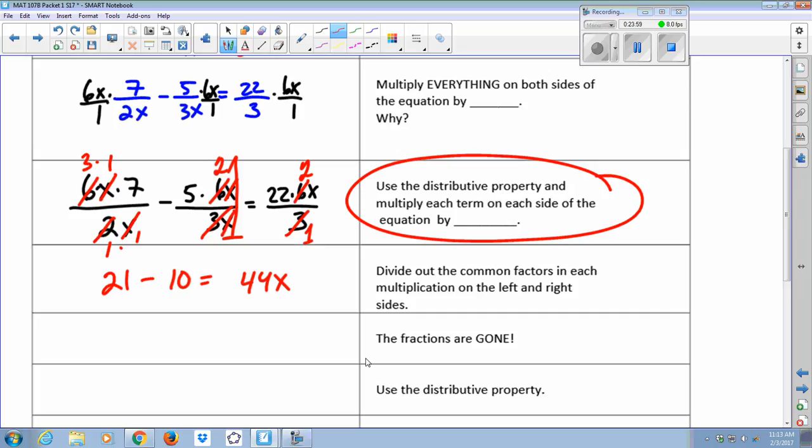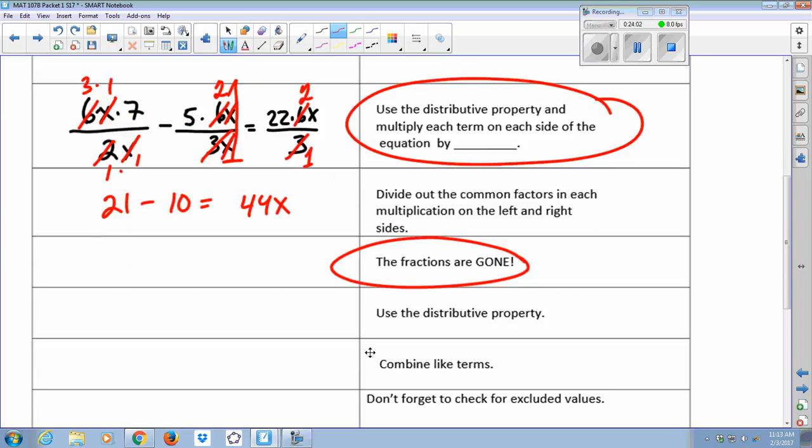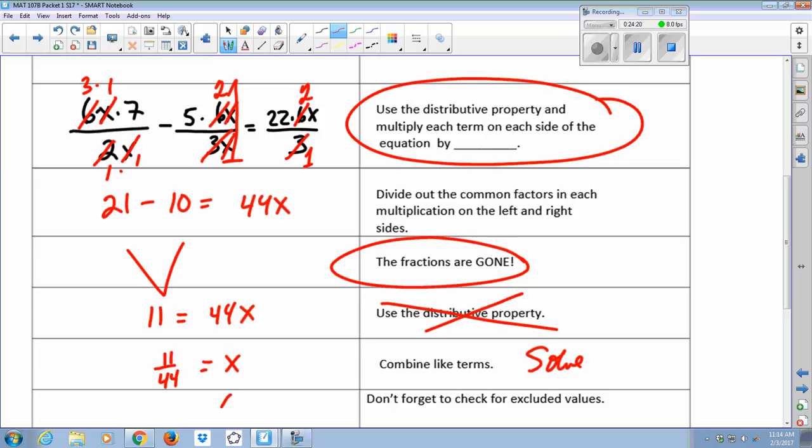Okay. So voila, the fractions are gone. We don't need to use our distributive property. So we combine like terms on the left side and we get 11 equals 44x. And then we solve the equation. So we divide both sides by 44 and we get x equals 11 divided by 44 and we reduce it and get 1/4. Okay. And you say, is that one of the numbers that was excluded from step 0? And you say, nope, it's perfectly legitimate, but you should always check it to make sure you did it correctly.